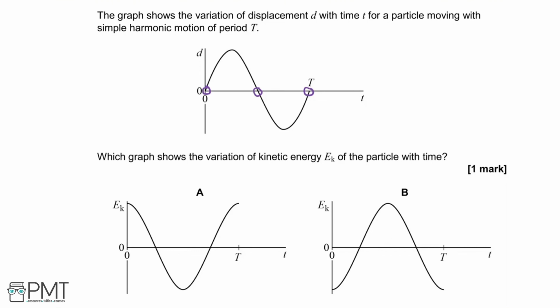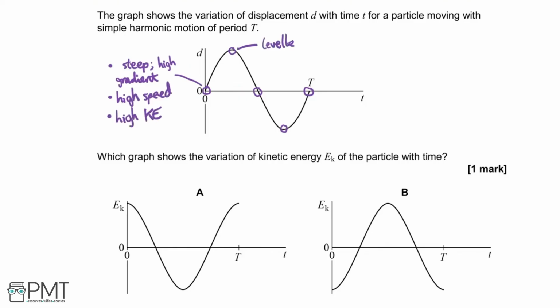Those are the points where the gradient is going to be 0. So the gradient of the graph is going to be the velocity. If that's 0, then the velocity is 0, the speed is also 0. So those are the points where the kinetic energy should be 0 on its own graph. So we just add in some labels. So 2 example points there.